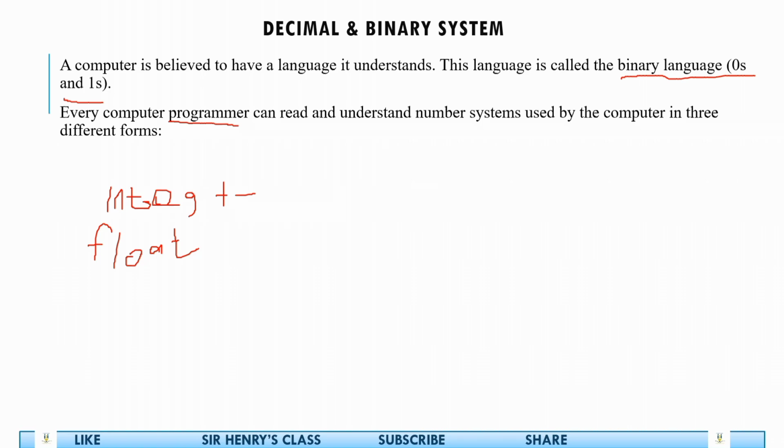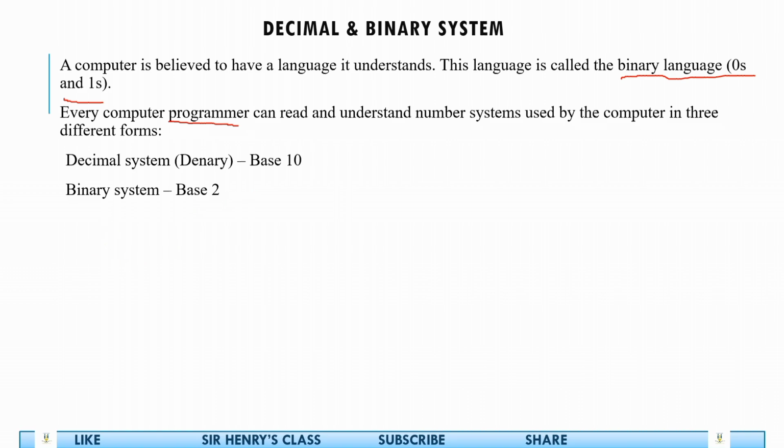Now, a computer programmer can read numbers in three forms. But when we talk about the computer, its main language is the binary language. So we have what we call the decimal system, which is also called the base 10 system. We'll look at it briefly. We have what we call the binary system, which is also called the base 2 number system. And then we have the third one, which is the hexadecimal number system, which is also base 16.